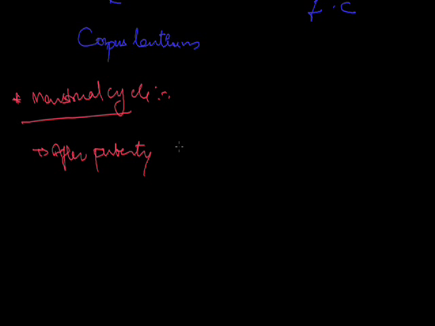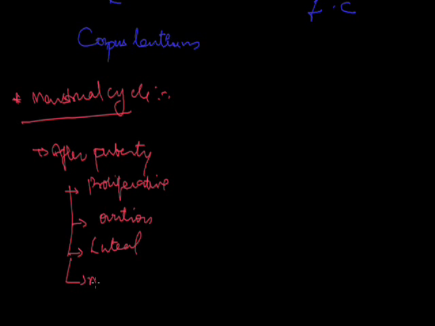Now this menstrual cycle is divided into 4 parts, that is the proliferative phase, then the ovulation phase, the luteal phase, and finally the menstrual phase. How is it taking place here?